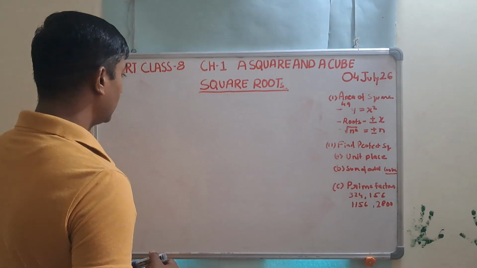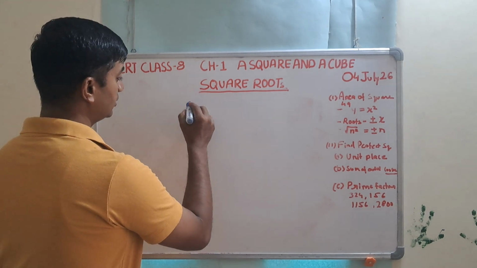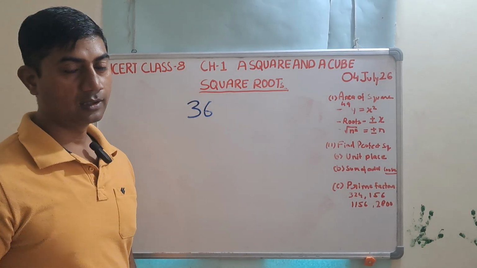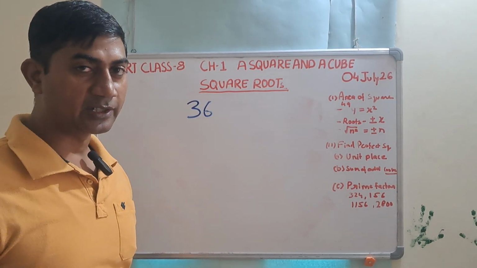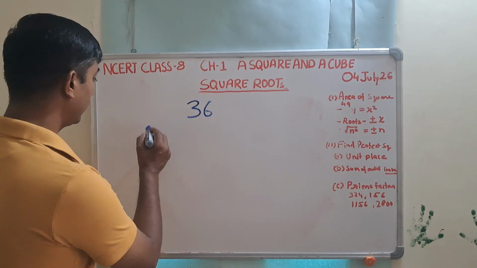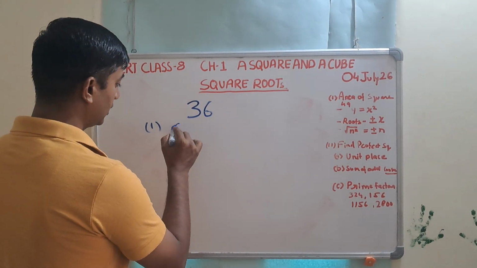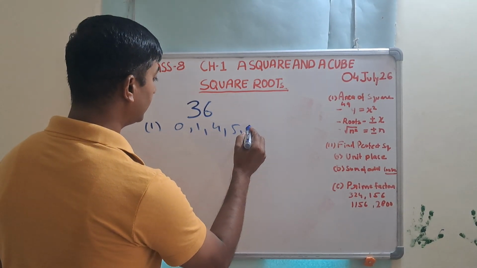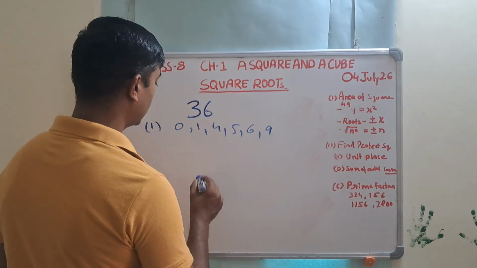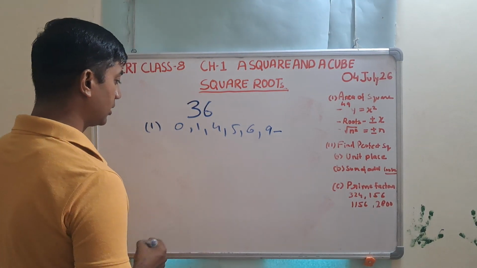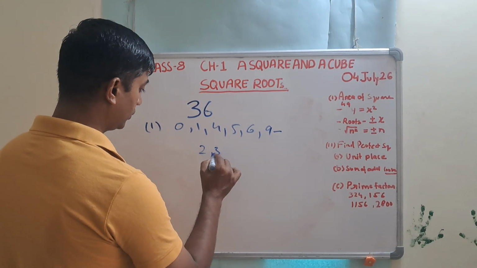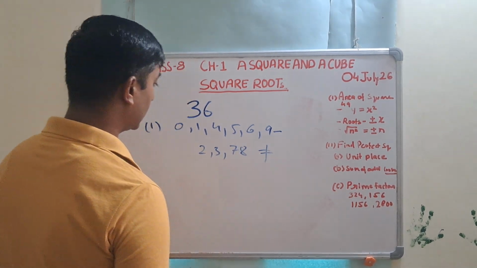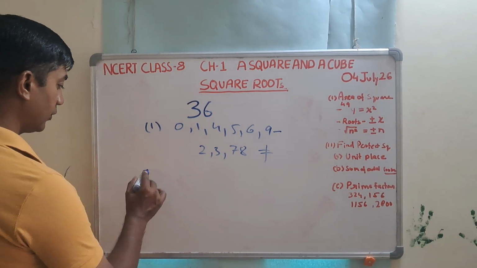Then say the number is 36. So what was our method of identifying the perfect square by using the unit place method? Number 1, we have to check 0, 1, 4, 5, 6, 9. Then it may be a perfect square. If it is 2, 3, 7, 8, in this case, it is not a perfect square. Understood? Then second was what?